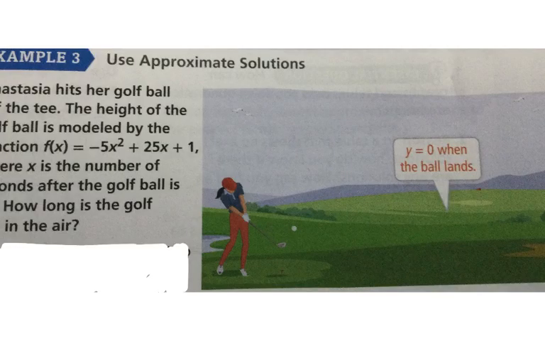Okay, here. Anastasia hits her golf ball off the tee. The height of the golf ball is modeled by the function f of x equals -5x squared plus 25x plus 1. Which again makes sense because negative means the parabola opens down. What does a golf shot look like? It goes up and down. So it opens down. So again, I expected a to be negative. x is the number of seconds after the golf ball is hit. So what we want to know is how long is the golf ball in the air?